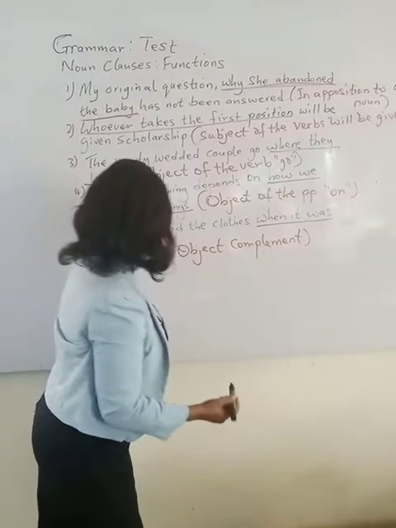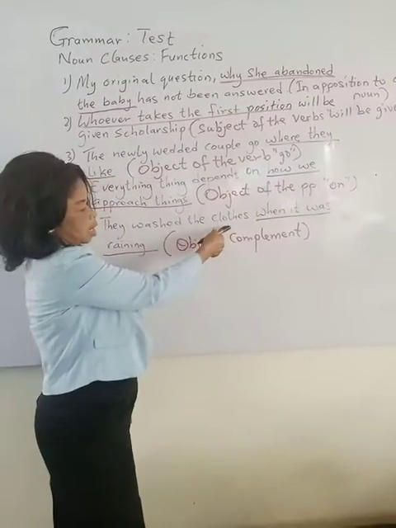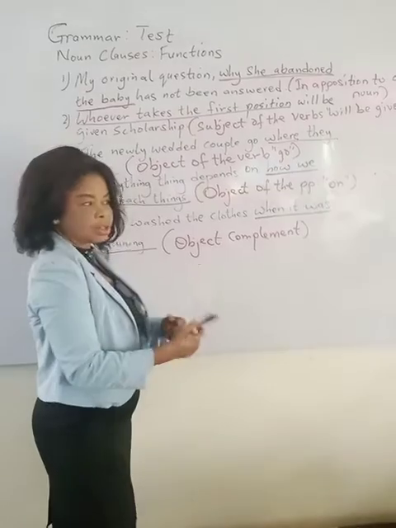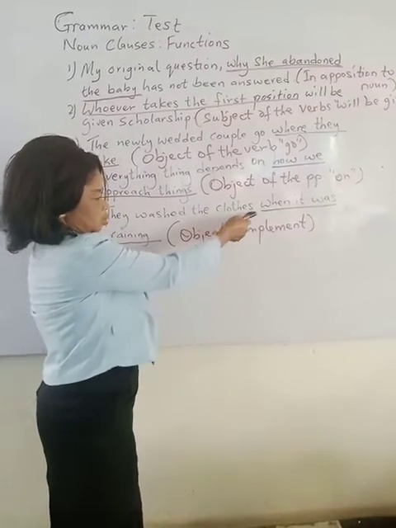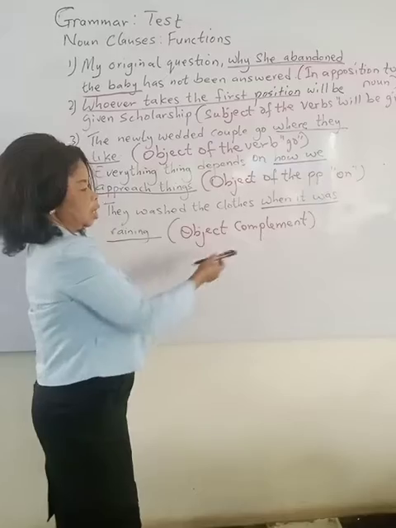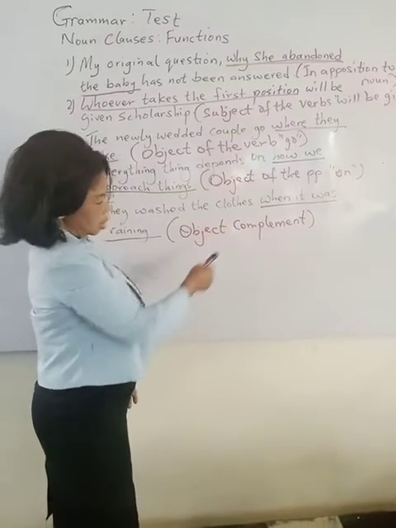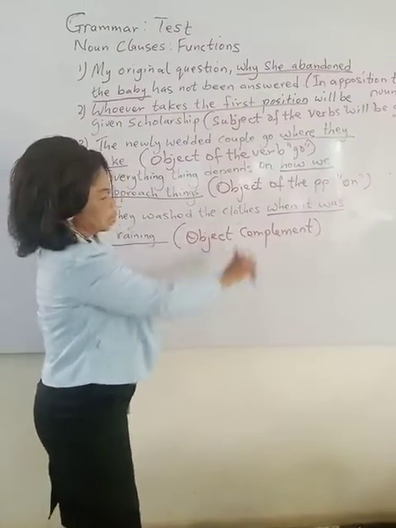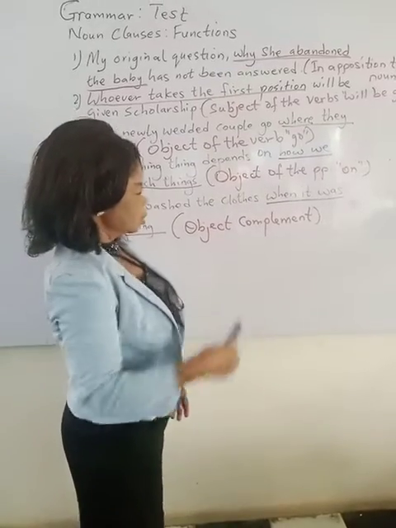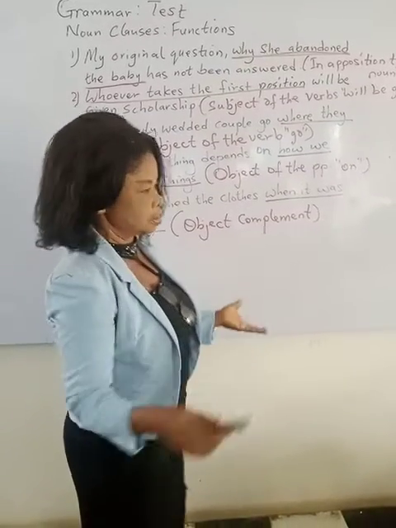When it was raining comes after clothes. That was the action, what they did. They washed, they did something, and it was the clothes they washed. Therefore, it is object complement. So when it was raining governs clothes, complements clothes, or completes clothes.